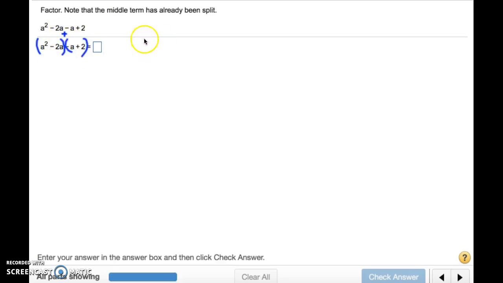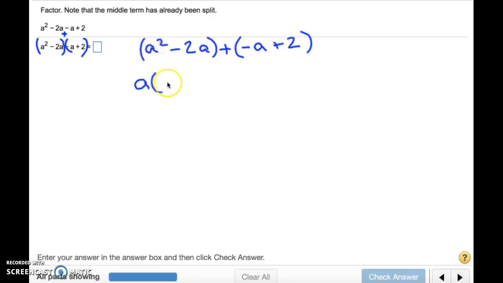So let me rearrange it so it's a little bit easier to see. I have a squared minus 2a plus in between those parentheses, and then over here I have minus a plus 2. All right, so now I need to look for a greatest common factor in the first two, and then the greatest common factor in the last two. So these two terms have a squared and minus 2a. So the only thing that they have in common is a. When I factor that out, it leaves me a minus 2.